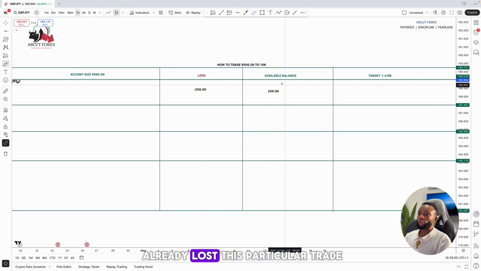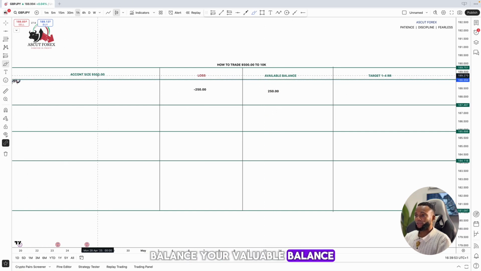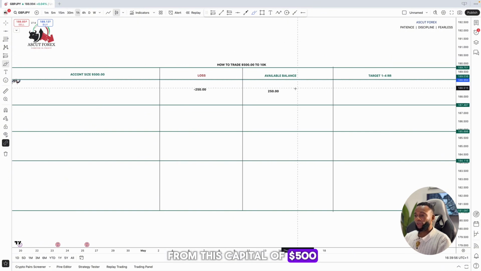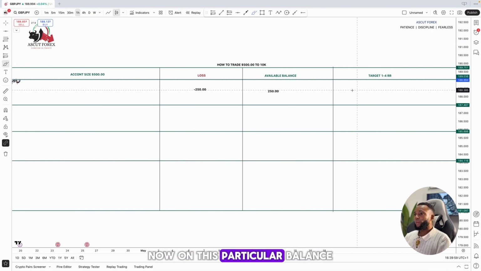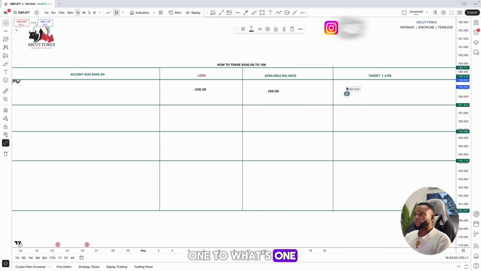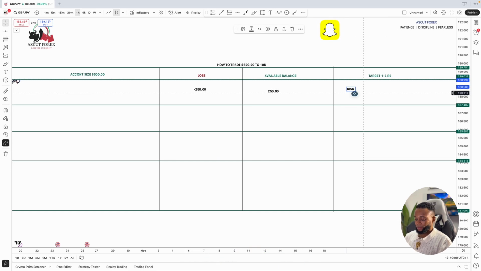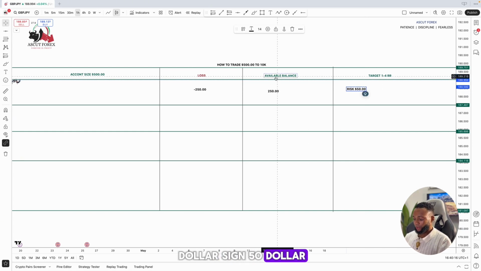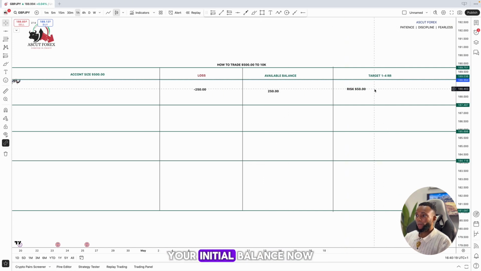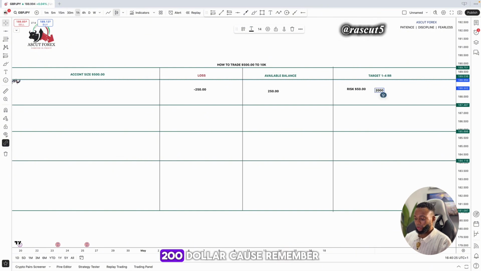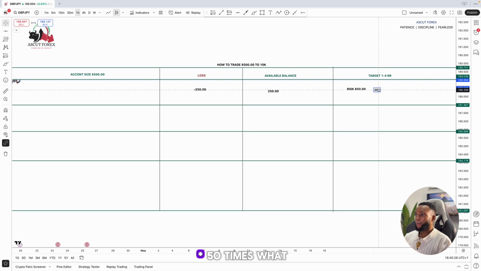So currently you have already lost this particular trade. This is your initial balance, your available balance, the money you have here from this capital of $500. Now, on this particular balance, you have to make 1 to 4. So your first trade, you'll risk $50. Your risk is $50 from your capital, from this initial balance, to make $200. Because remember, 1 to 4, 50 times 4 is 200.